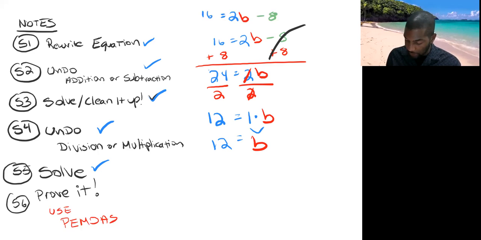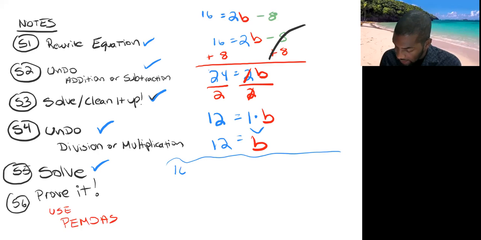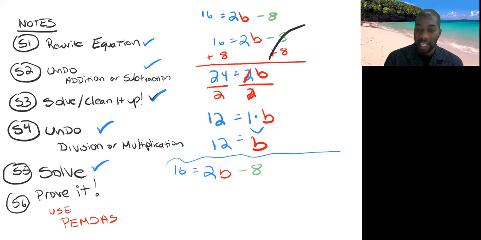Now I have to prove it. All right, let's go in. I rewrite the equation. 16 equals 2b minus 8. I substitute the b for 12. 16 equals 2 times 12. I'm sorry, 12, not 8. Oh my gosh. There we go.